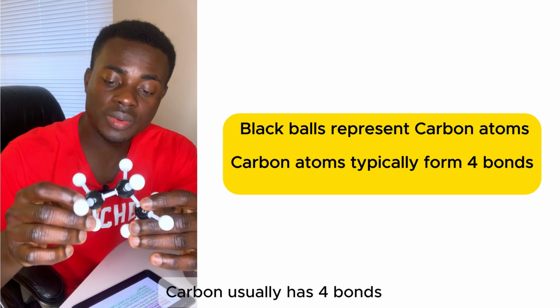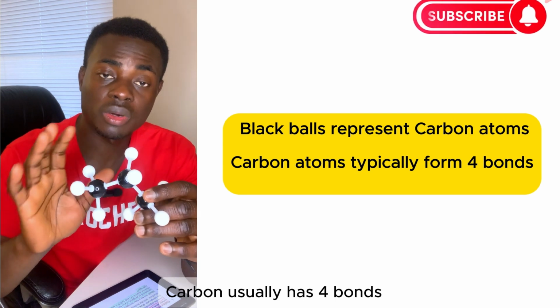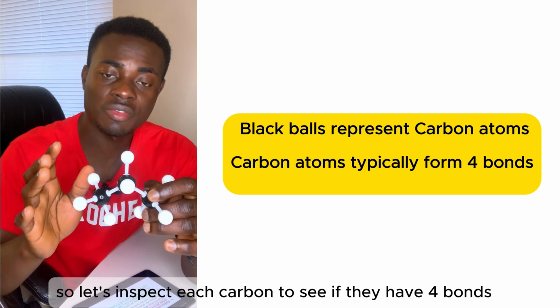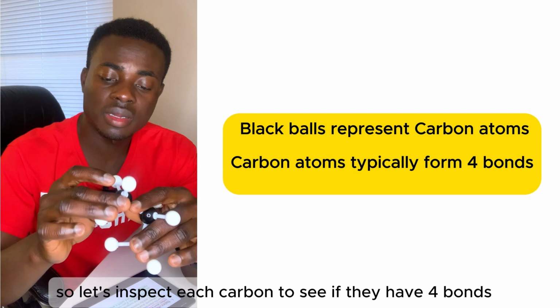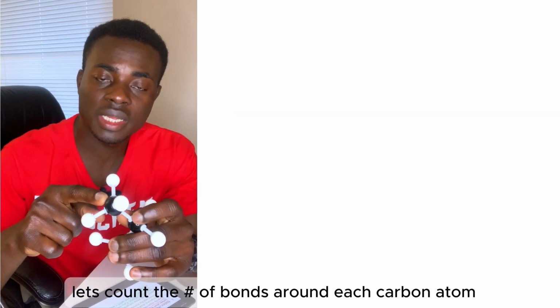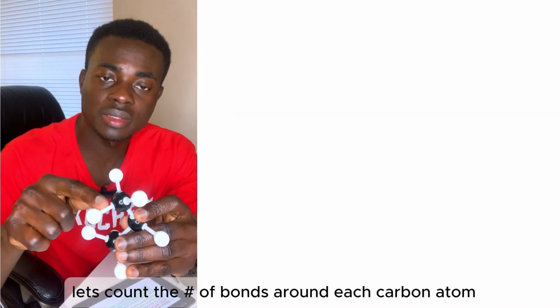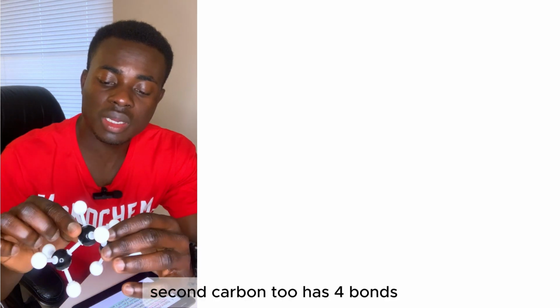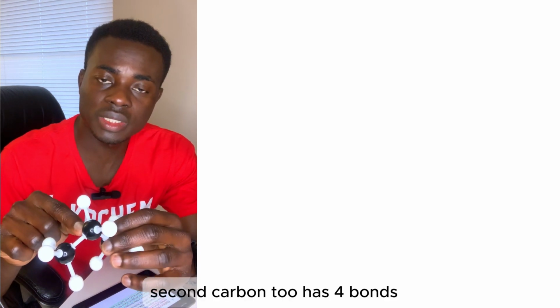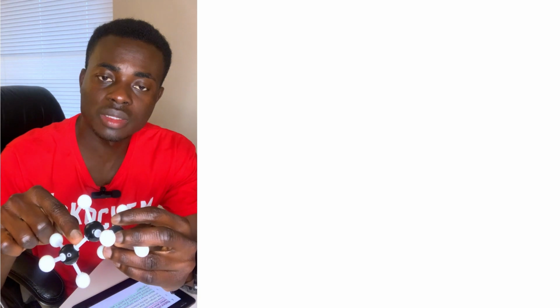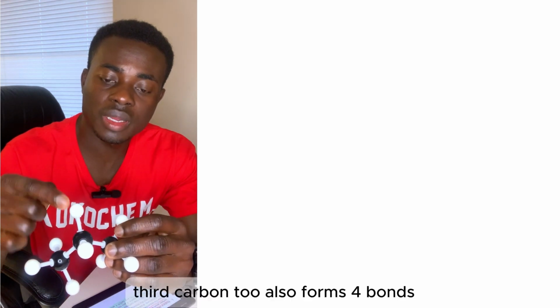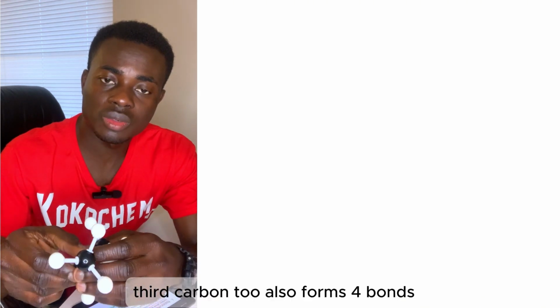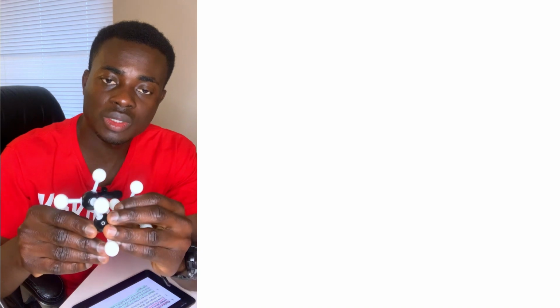Every carbon must have 4 bonds. So see that carbon 1 has 1, 2, 3 and 4 bonds. Carbon number 2 also has 1, 2, 3 and 4 bonds. The third carbon also has 4 bonds.